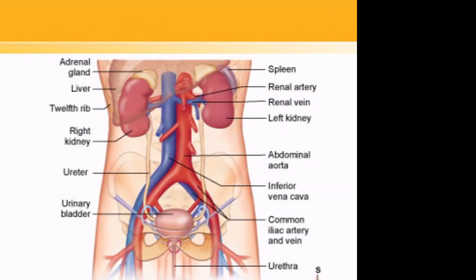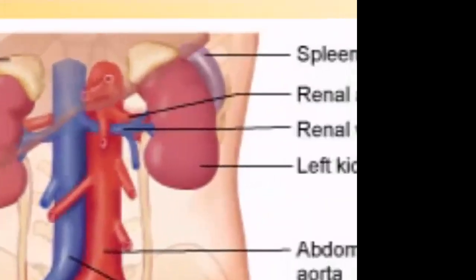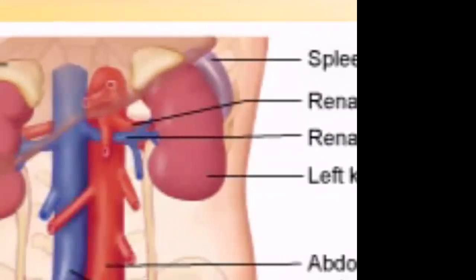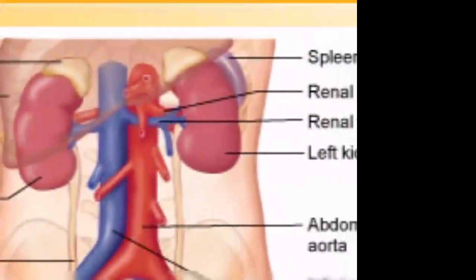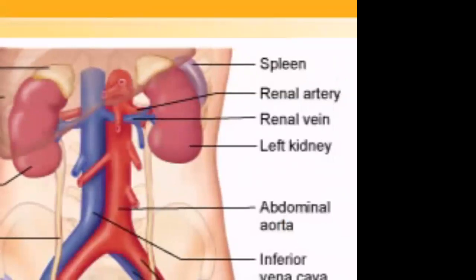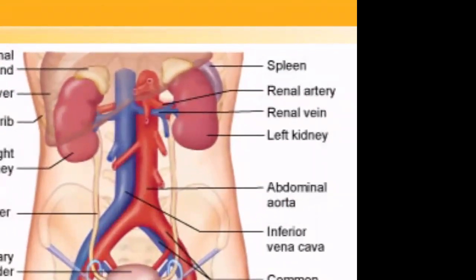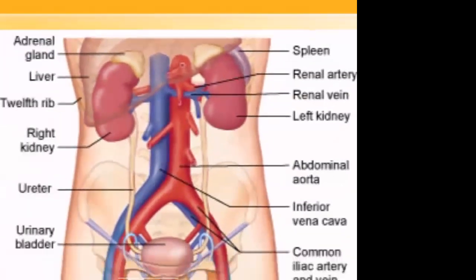You'll notice that there's a branch, the renal artery, coming off of the aorta to each kidney, bringing blood to each kidney. And of course, there's going to be a renal vein that collects the blood and returns it back into the inferior vena cava. There are two adrenal glands that are sitting on top of the superior aspects of each kidney.